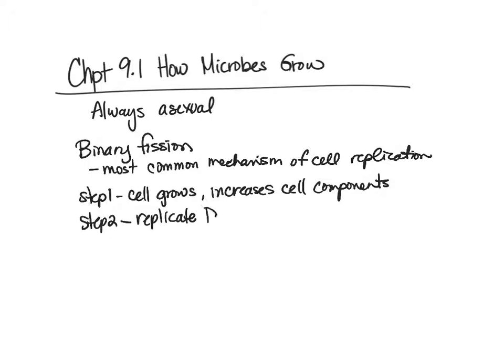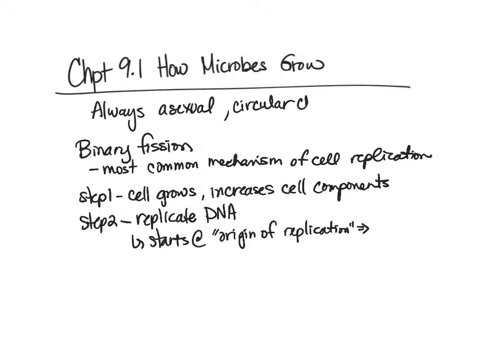So it's replicating its DNA. Step one, it's going to make copies of everything, and step two, it's going to replicate its DNA. When it is replicating its DNA, it starts at something called the origin of replication. And remember, its chromosome is a circular chromosome, or most of them. There are a couple of exceptions, but most have circular chromosomes. I'll put that up here too. So circular chromosomes. And on the circular chromosome, we have this origin of replication.